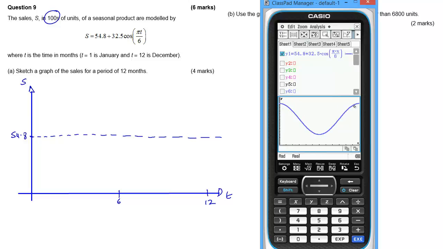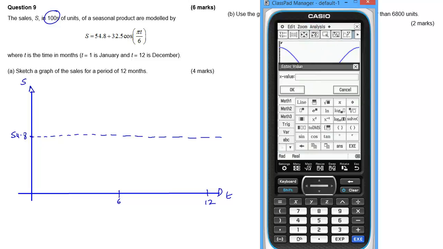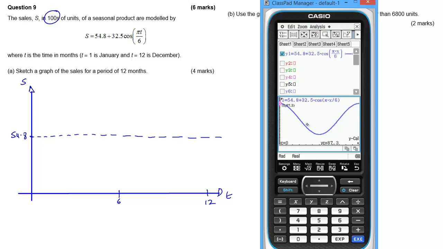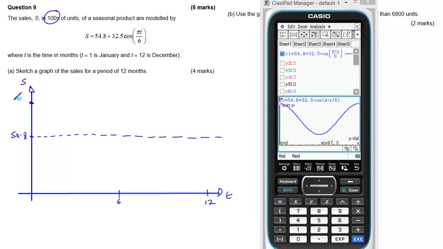So it looks like we've got one complete cycle, and if we do a y-cal when x is 0, that gives us 87.3, which is the 54.8 add 32.5. So that's going to be there at 87.3. And of course it will be at the same height over here at 12 because we've got a complete cycle.